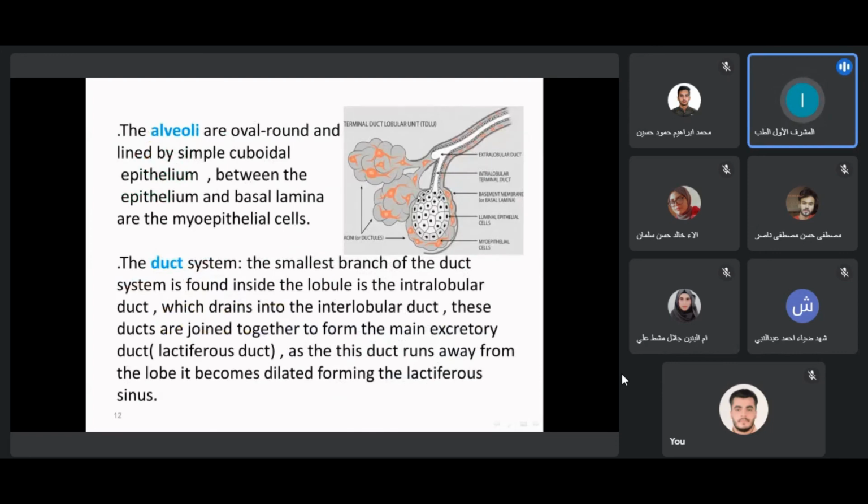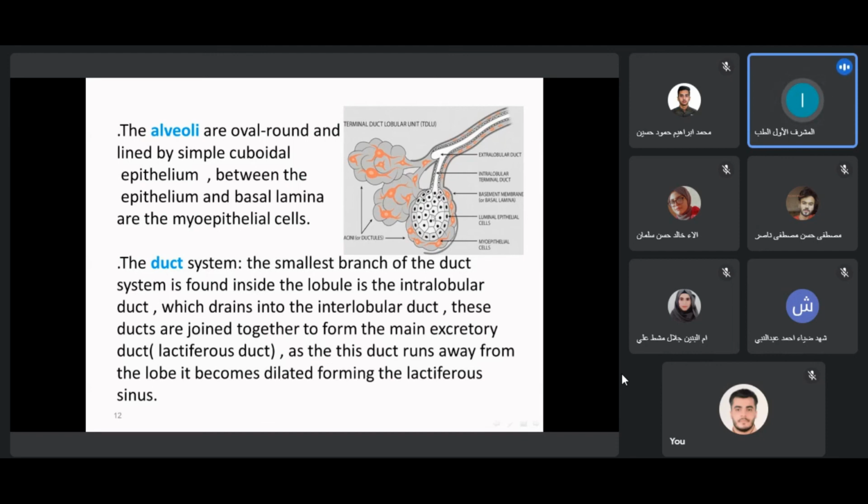The ductules or the acini, the alveoli, are oval to round and lined here by simple cuboidal epithelium. Between those cells and the basal lamina there is a specialized type of cells, the myoepithelial cells. These are stellate-shaped cells present in the alveoli, and the function of myoepithelial cells is contractile activity, and this can cause contraction that helps to expel the milk produced within those alveoli.